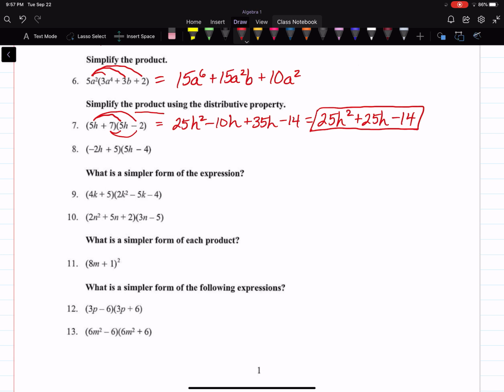Okay. Number 8. Negative 2h times 5h is negative 10h squared. Negative 2h times negative 4 is positive 8h. 5 times 5h is positive 25h. 5 times negative 4 is negative 20. And again, you add your like terms, which again, we have h's that are alike. So our final answer will be negative 10h squared, 8h plus 25h is 33h, minus 20.